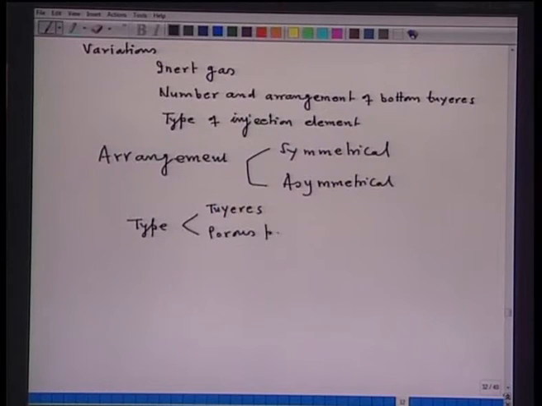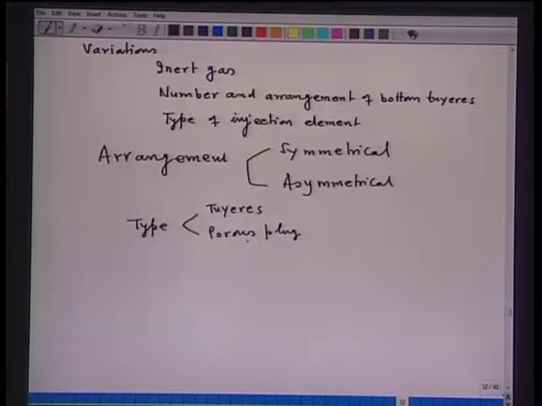Some plants prefer to use porous plug. Porous plug requires higher pressure differential. So, as such the problem would be there, because you have to insert them in the bottom. So, the refractory material of the porous plug should match with the refractory of the bottom of the converter. All these are technological issues which cannot be addressed in a lecture room. It has to be seen, it has to be felt.